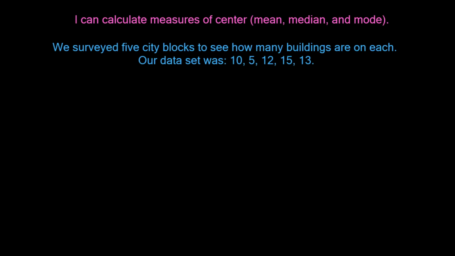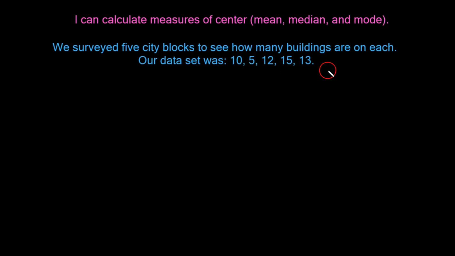So this says we surveyed 5 city blocks to see how many buildings are on each. Our data set was 10, 5, 12, 15, and 3. Before we get too far into this, I think a good first step to always take is to just rewrite our data set and make sure that all of our numbers are in order from least to greatest.